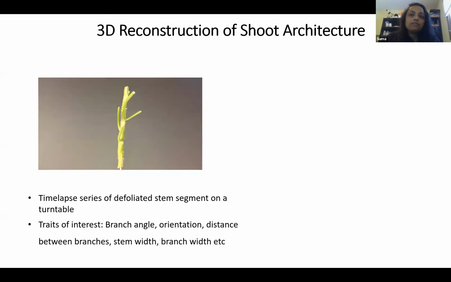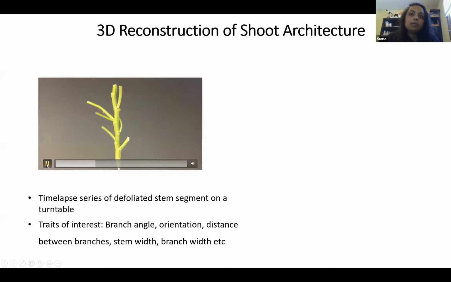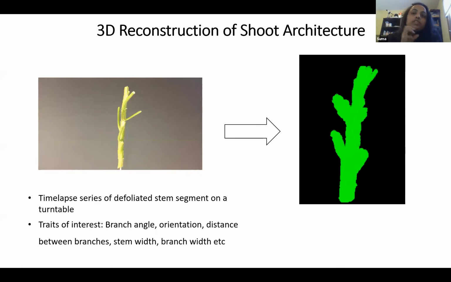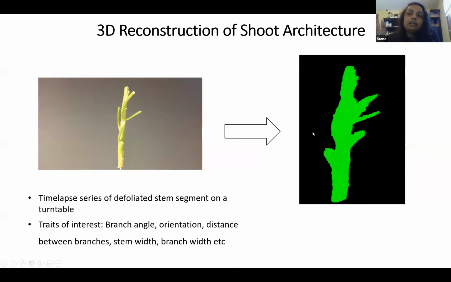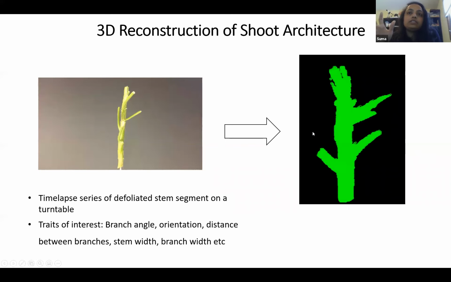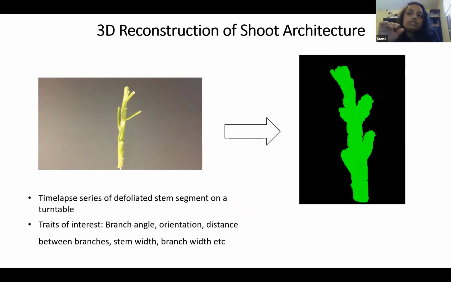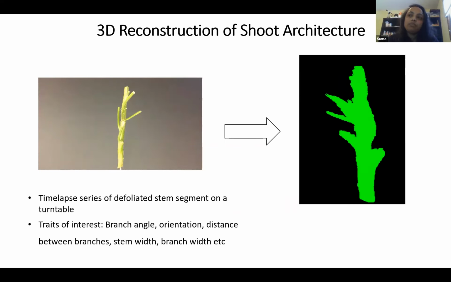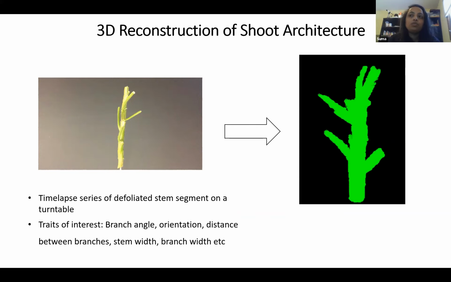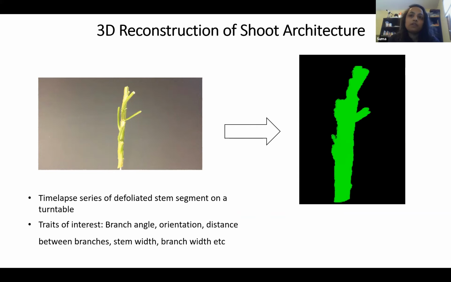So we took a time-lapse series of a defoliated stem segment, which is placed on our turntable. Riley then took individual images of these and did a 3D reconstruction from them. This is very, very preliminary, and we want to invest more time and effort towards it.